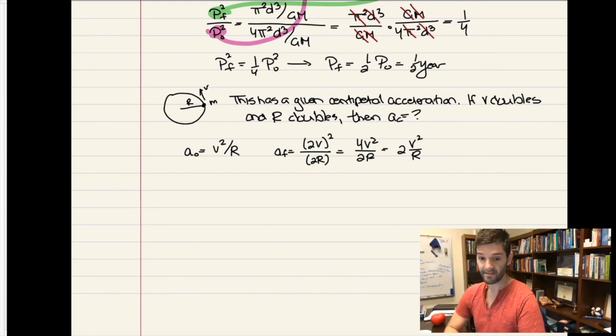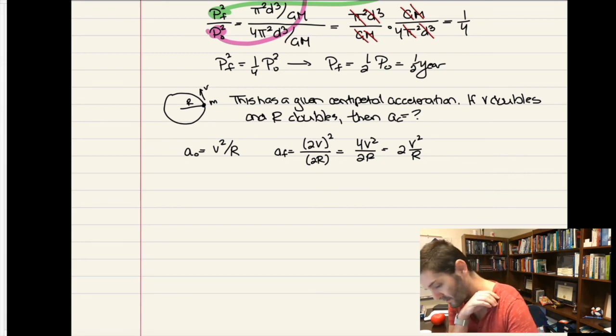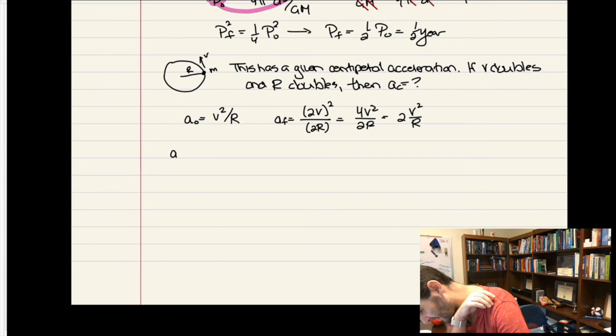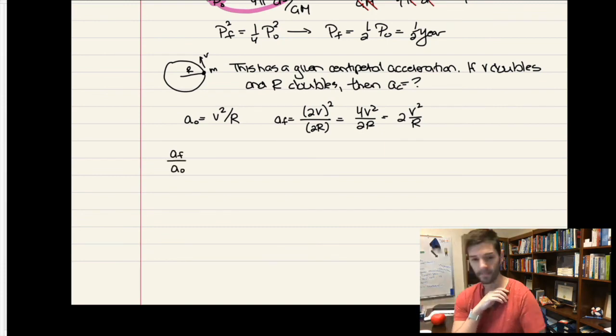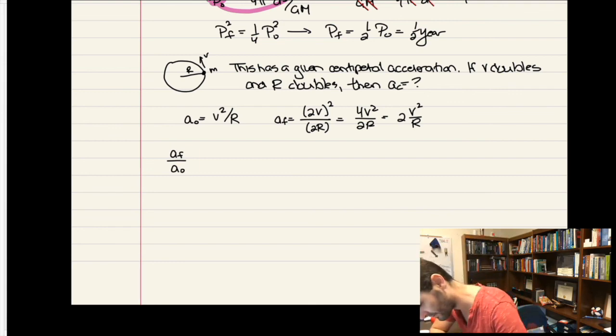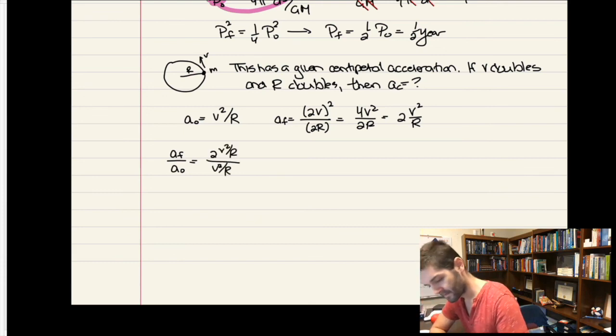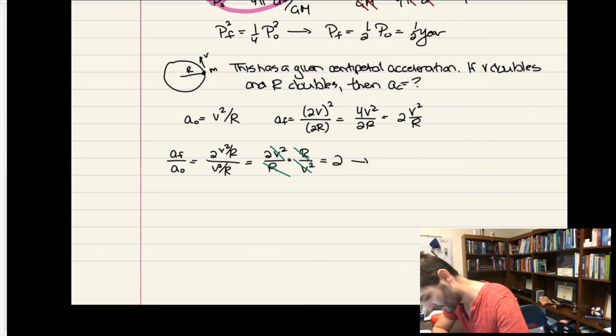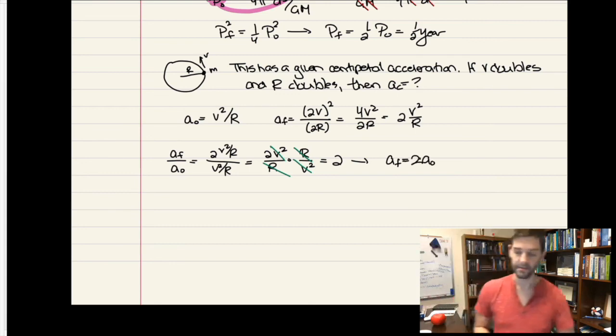You might be able to reason out right away that the answer is it increases by a factor of 2. But if you don't see that yet, you could always do a ratio of the two. How does the final compare to the original? Take the ratio of the final to the original expression. So in this case, this is 2v squared over r divided by v squared over r. Fractions of fractions, so this is 2v squared over r, flip the bottom, times r over v squared. The v's cancel, the r's cancel. You indeed get a factor of 2. The centripetal acceleration in the final setup is twice the centripetal acceleration in the original setup.